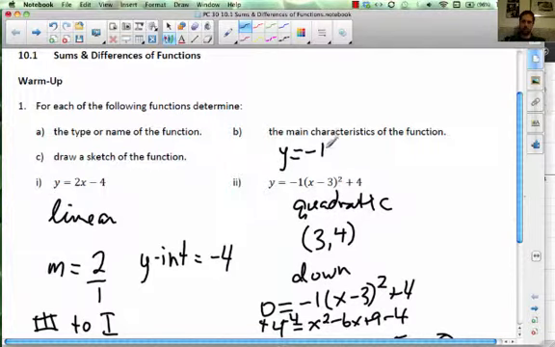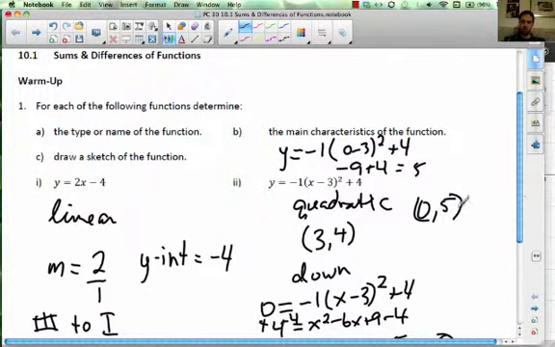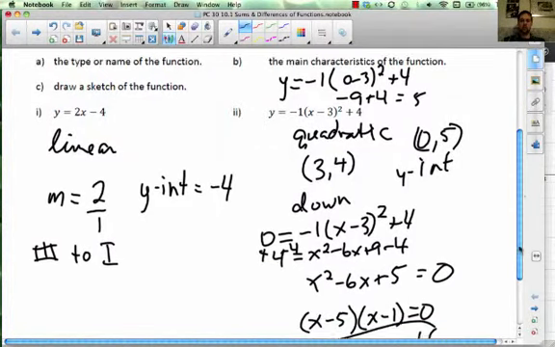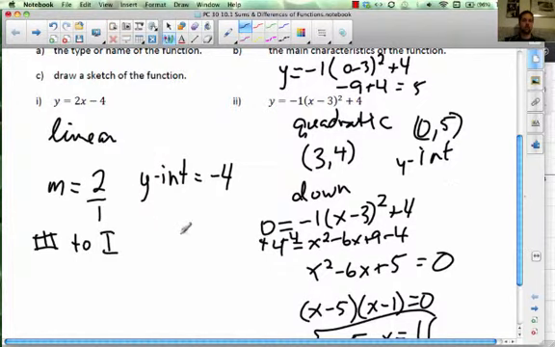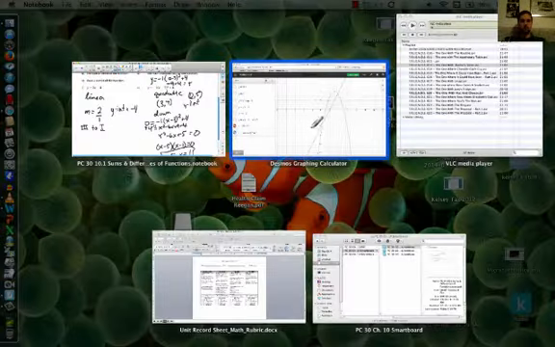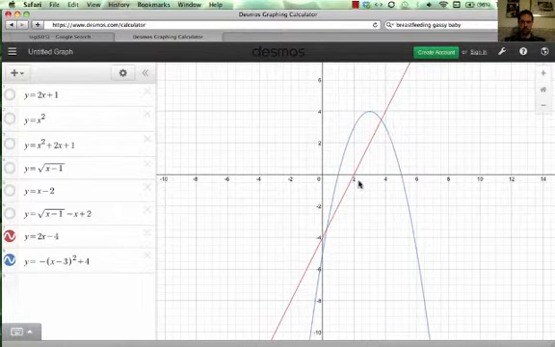And for your y-intercept, plug in x equals 0. So y equals -1 times (0 minus 3) squared plus 4. So -3 squared is 9, times -1 is -9, plus 4 is 5. So we have the point x equals 0, y equals 5. This is your y-intercept. So those are all the things you need. Now you can graph these things using all that information.